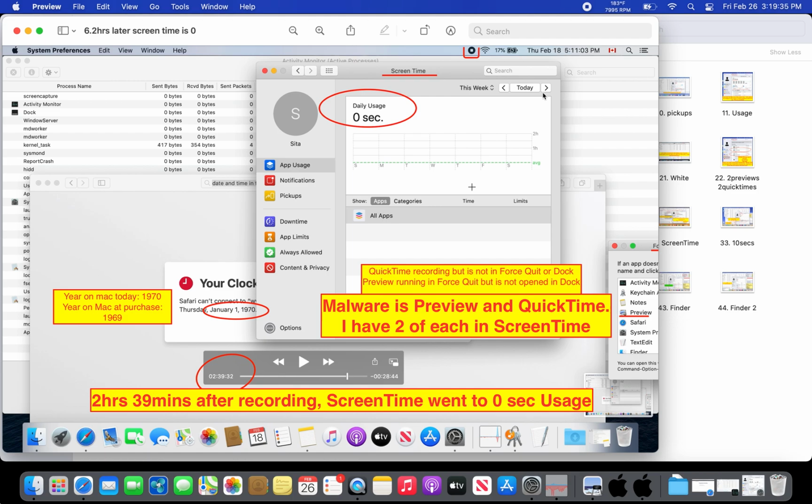I can't explain it. Okay, that's fine. And can you explain the date? The purchase date, it said 1969, and now it says 1970. So, no.